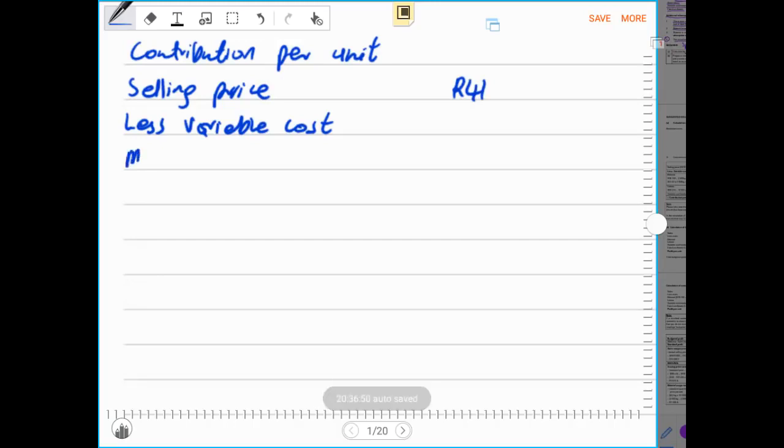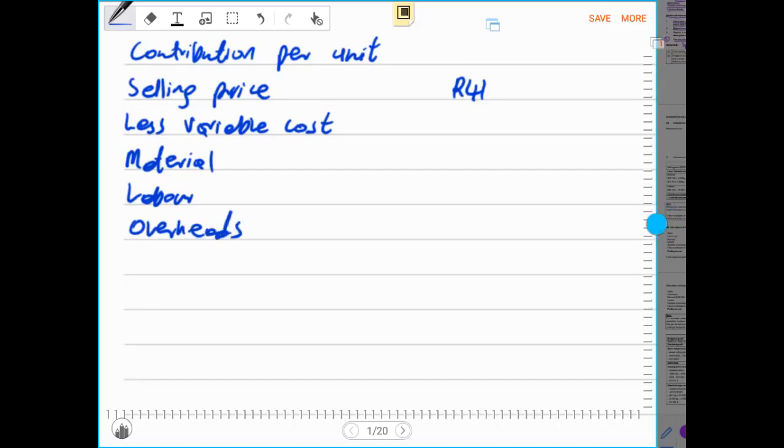Our variable costs are made of material. We know that material is a variable cost, and we also know that it will be made of labor and overheads. I don't have to say variable because the heading already says variable cost. Therefore, now I have to take into account my overheads.